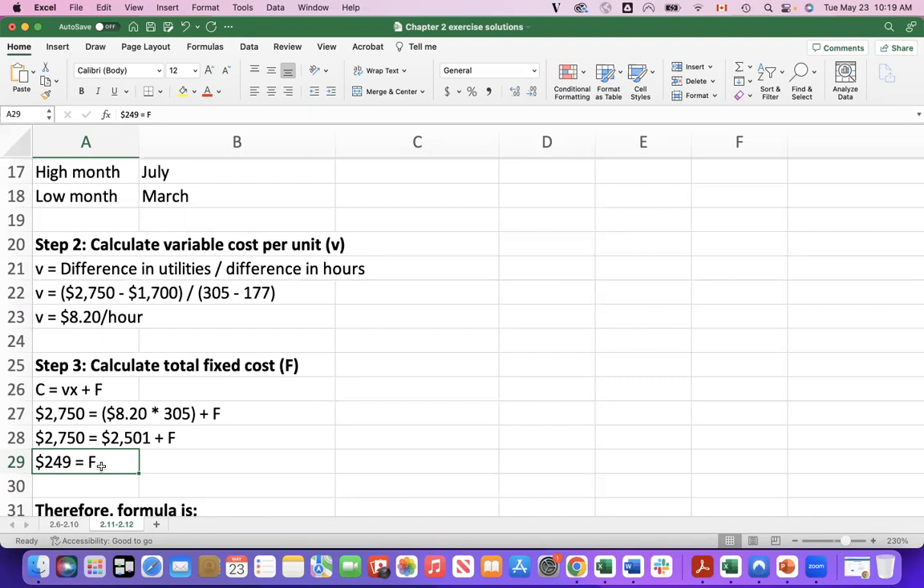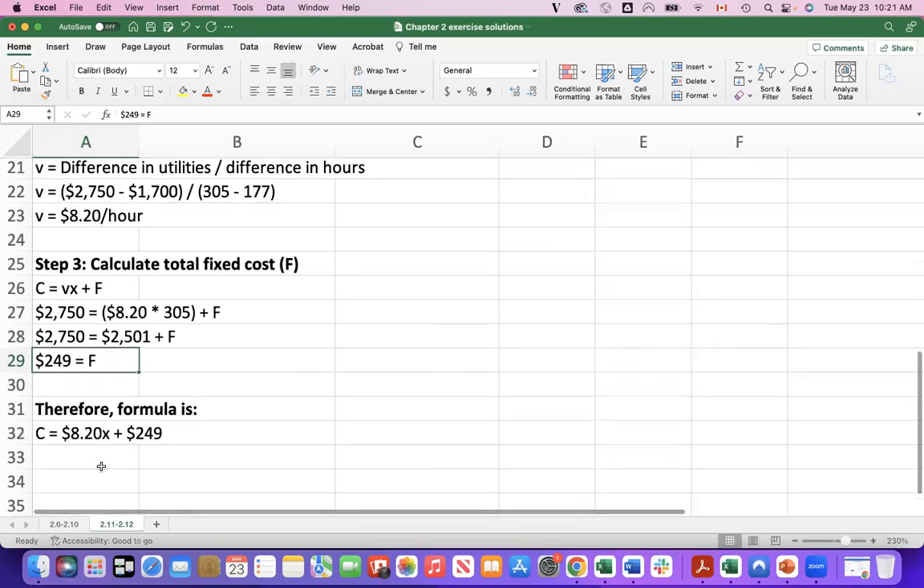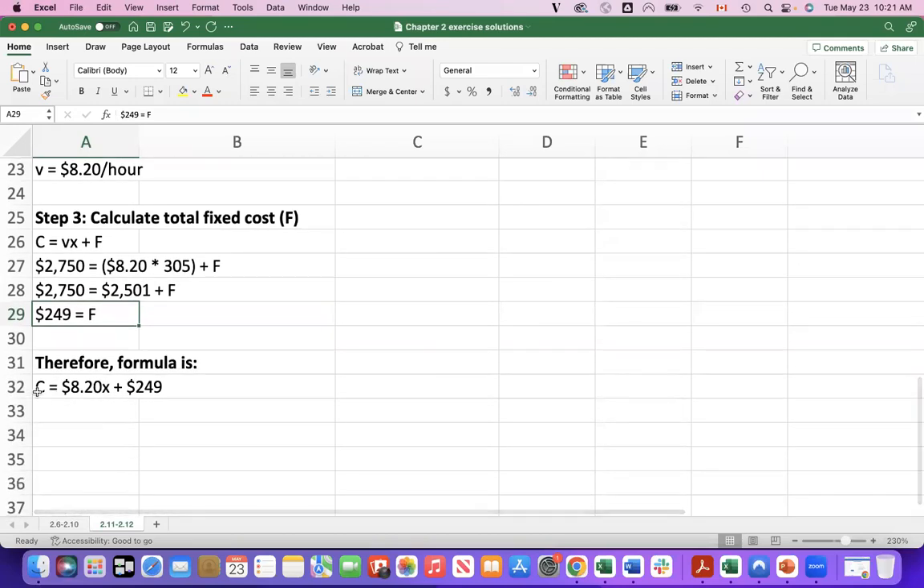Again, if we equate this back to the equation of a line, this would represent our y-intercept, where the line intersects at 0 with the x-axis. This means that even at an activity level of 0, so 0 salon hours, I am still going to incur utilities costs of $249. So that is our total fixed costs in our utilities cost equation. So our formula, as you can see, C equals $8.20 times X plus $249.